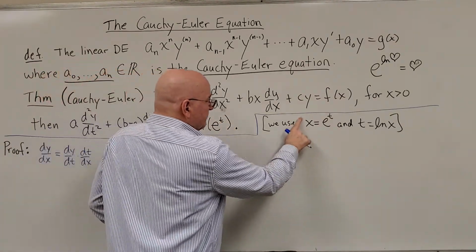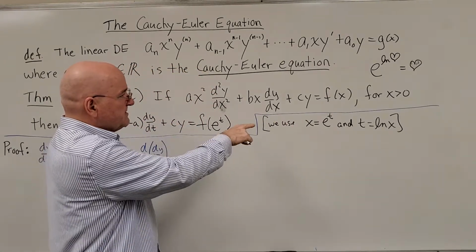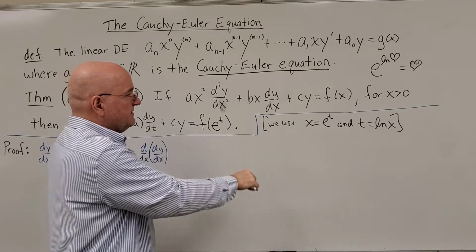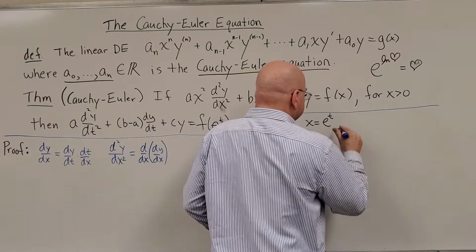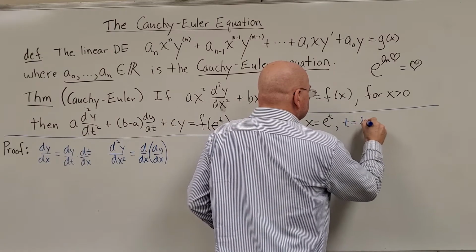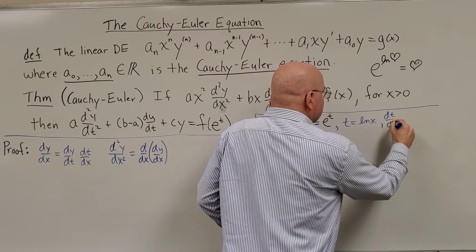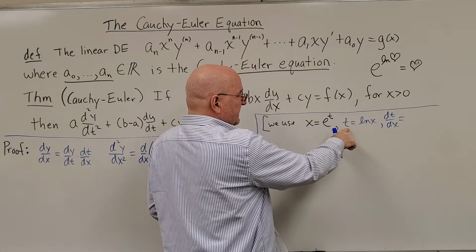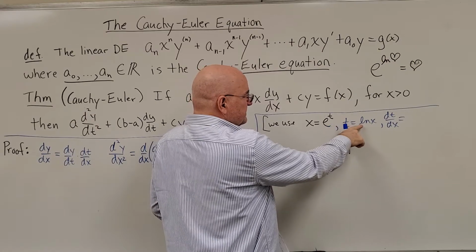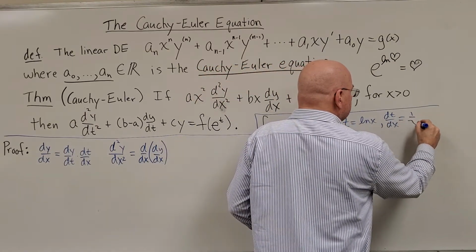Actually, maybe I'll make this part of the proof. We're going to use this substitution: x equals e to the t. So of course, t equals ln x. And that means that dt/dx, taking the derivative of both sides with respect to x, equals the derivative of this with respect to x, which is just 1 over x.